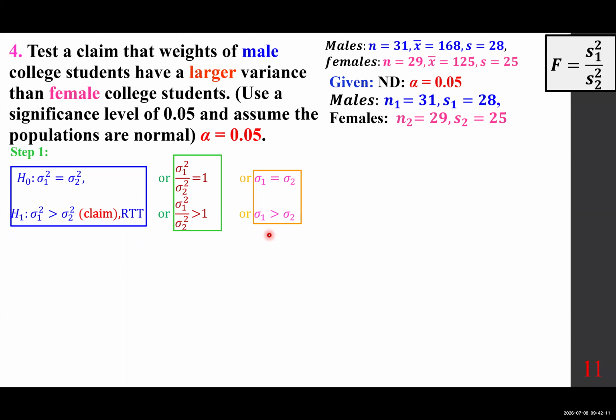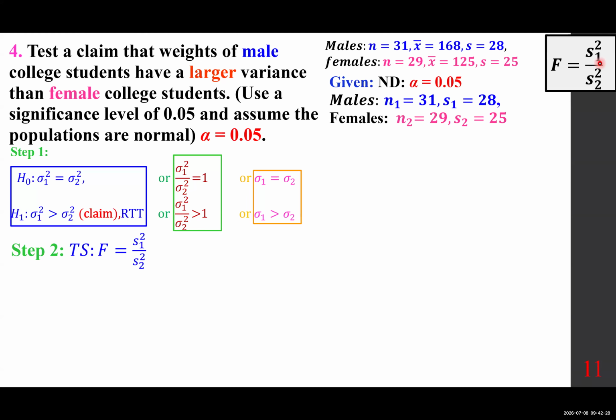Now, the next step is the test statistic. F is S1 squared over S2 squared. Remember, instead of S sub 1, maybe you want to write S sub larger 1 so you don't make a mistake, to choose the larger one as your first group.